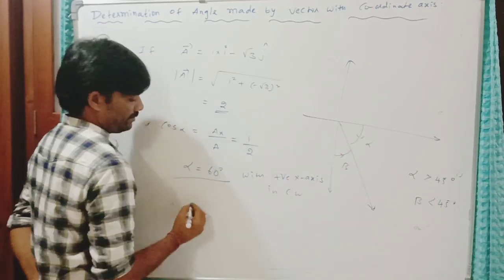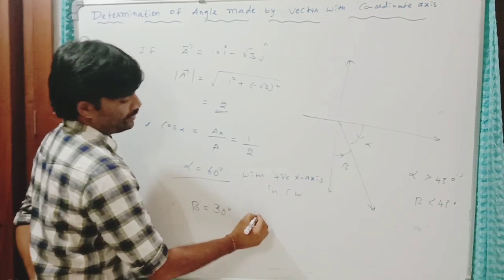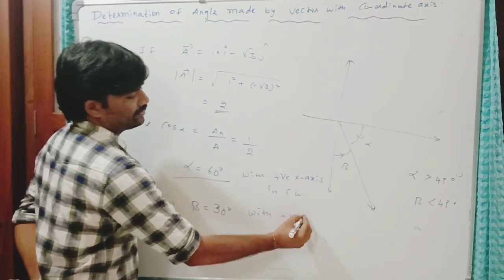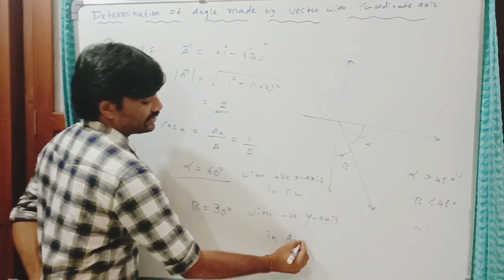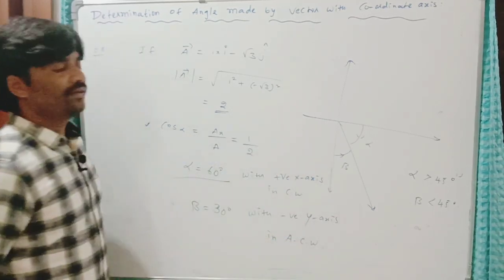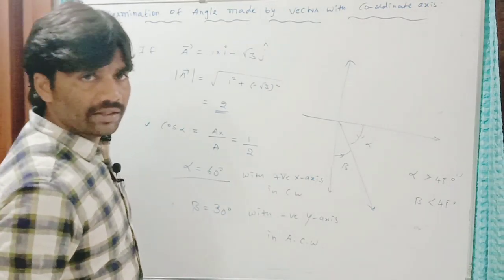Or this beta. What about beta? That is 30 degrees with negative y-axis in anti-clockwise direction. I think you understood. So how to write angles?